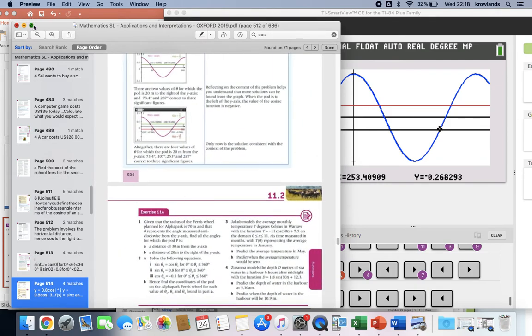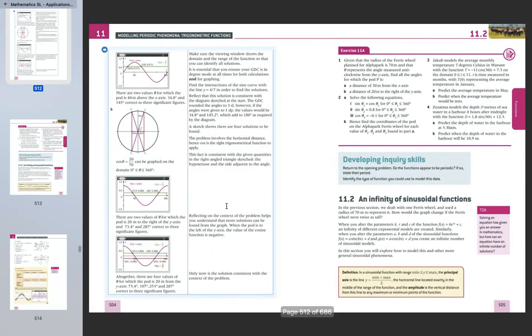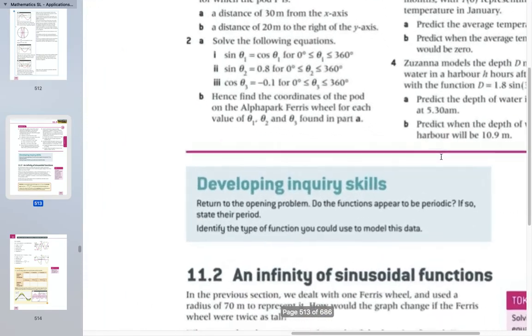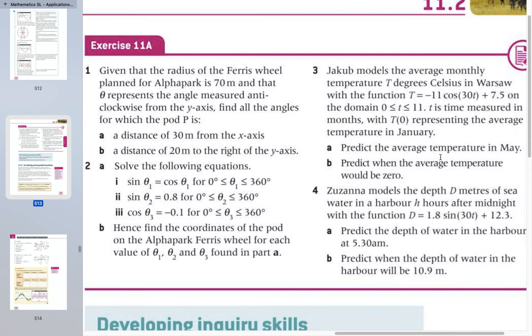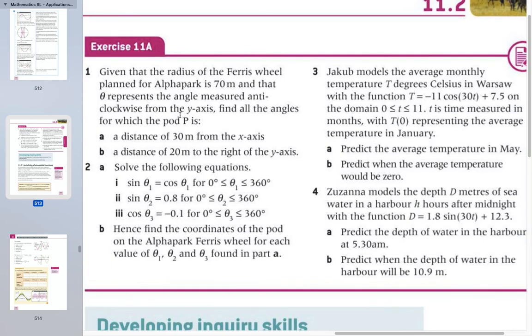What I'd like you to have a go at now is these questions on the screen. I'm going to zoom in for you. So question 1 is very similar to what we've just done. Question 2 is to do with intersections of graphs. So for this one, you'd put y1 is sine, y2 is cos. This one would be y1 is cos, y2 is minus 0.1. So have a go at these.